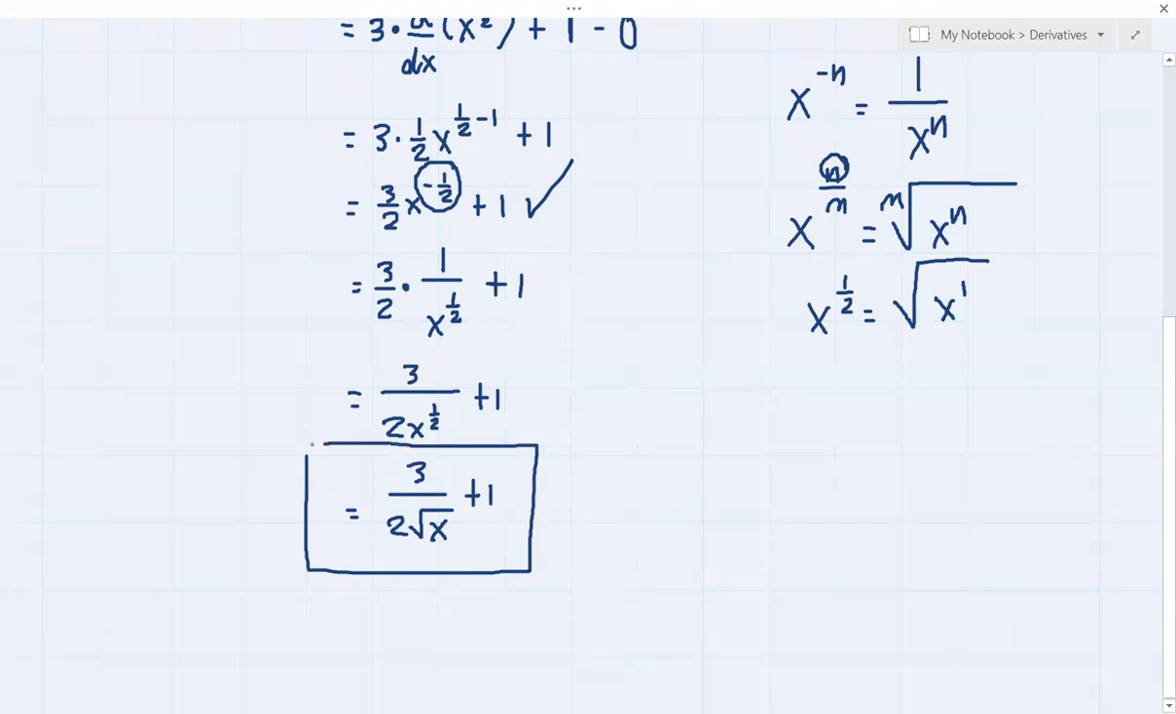Okay? If there is another way for you to simplify this one, there is no problem at all. Basta, ang mahalaga is tama. Okay?